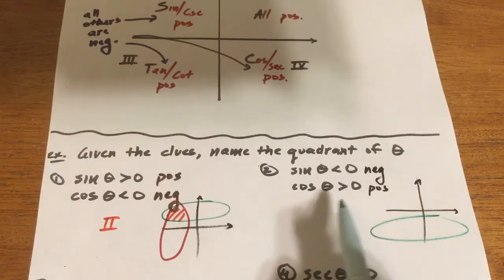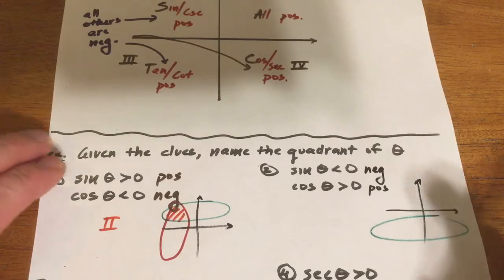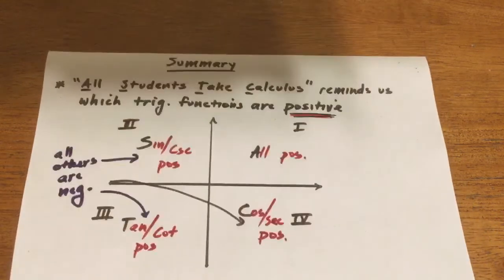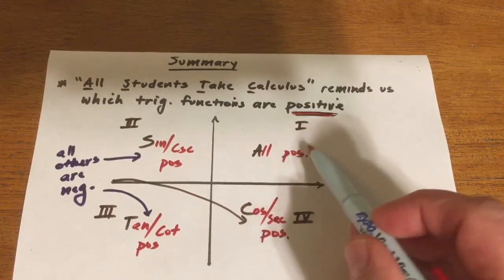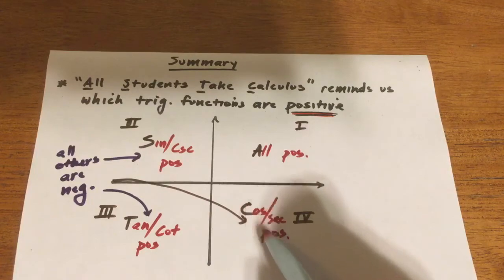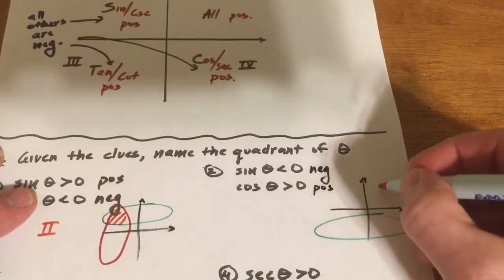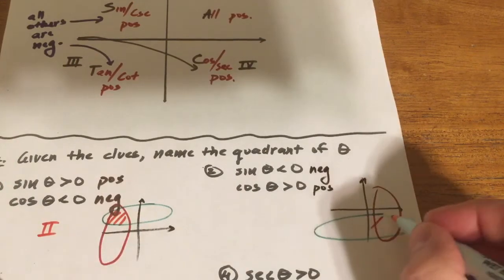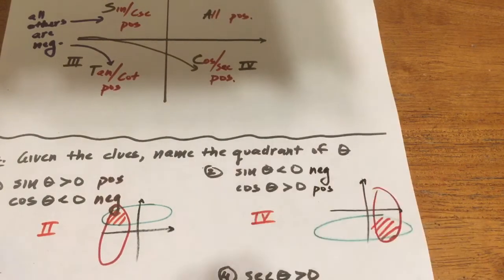And now let's use the second piece of information. Cosine theta is positive. Where's cosine theta positive? Let's look up here. Everything's positive here, and so that includes cosine. So cosine's positive here. Cosine's also positive down here, so that's quadrants 1 and 4. Let's go ahead and put a circle in quadrants 1 and 4. Where the circles meet, that's the quadrant we're in, so we are obviously in quadrant 4.